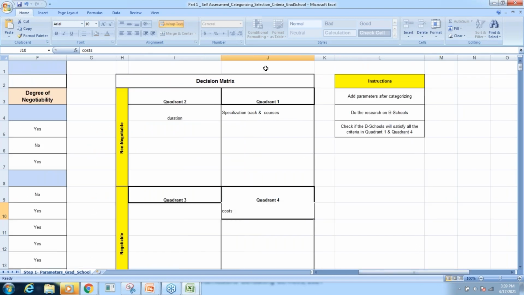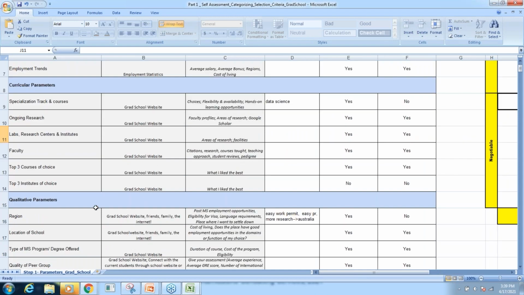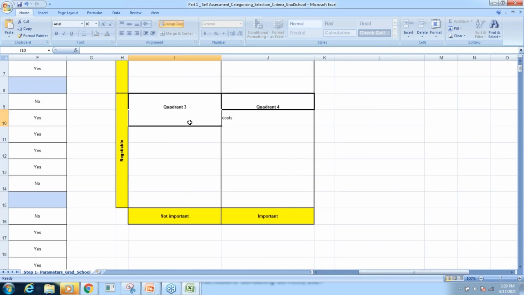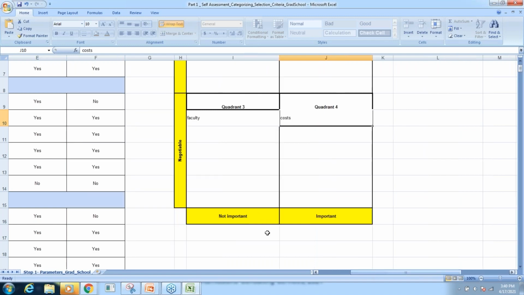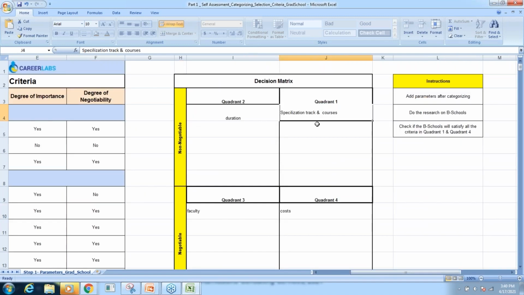Whatever is in the quadrant of important and non-negotiable will be the most important criteria. Typically location, cost, the program curriculum, the structure, and the duration of the course will fall under the most important criteria for many people. But depending on the need, and what you're assuming and thinking, it can change. Some of you might say, I don't really care about which faculty are teaching, because I'm going there to get a job. I'm more worried about the coursework. So then the coursework might be very important for somebody.